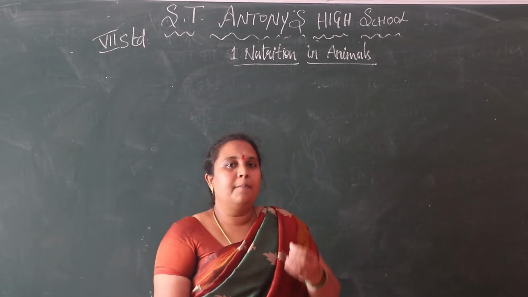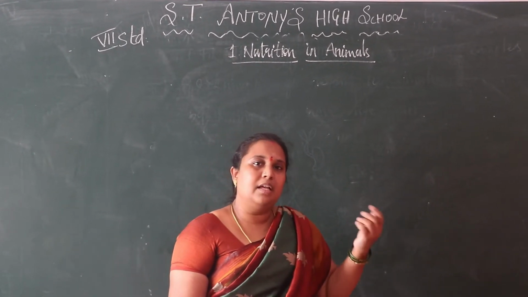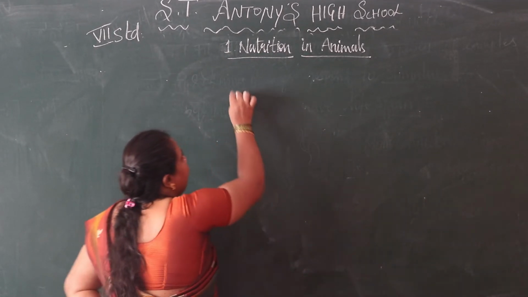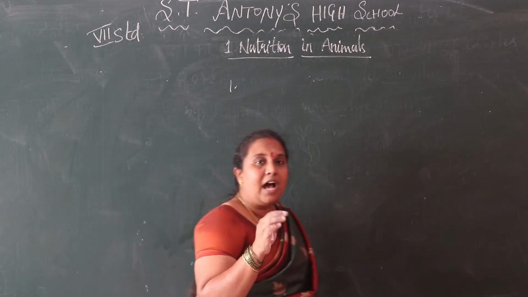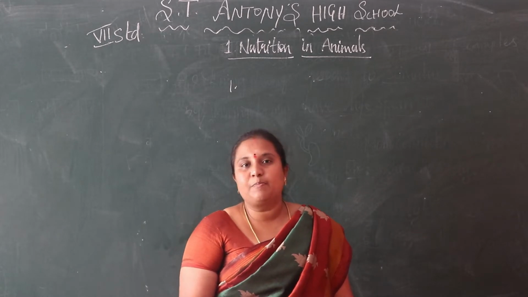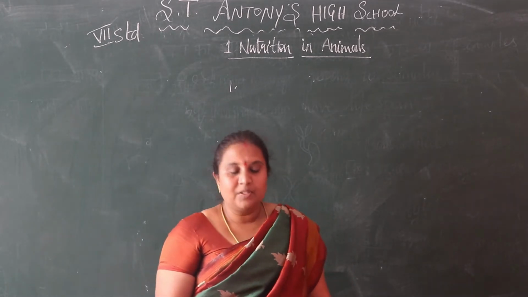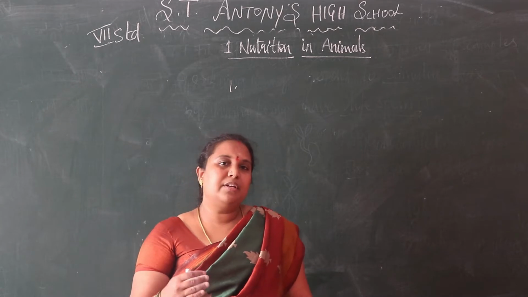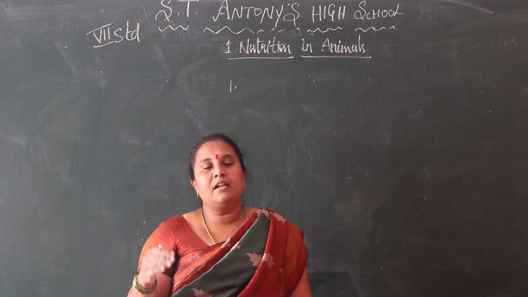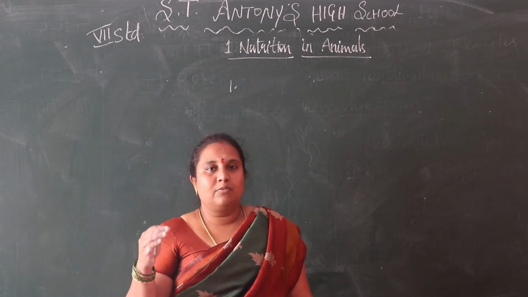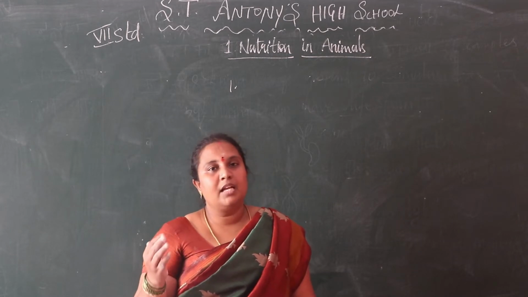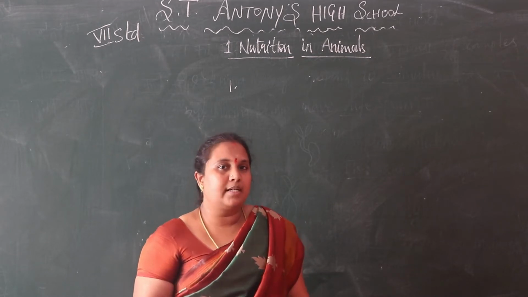We saw the parts of the digestive system in the last lesson. How many parts do we have in the digestive system? Six parts. The alimentary canal is the digestive part in humans, and the alimentary canal is divided into six parts. What are those parts? Let us see.